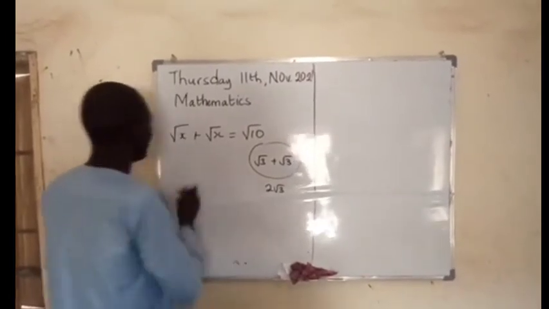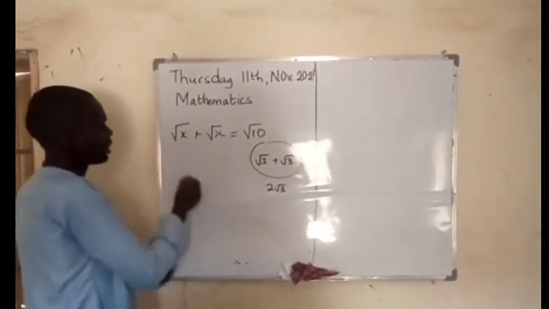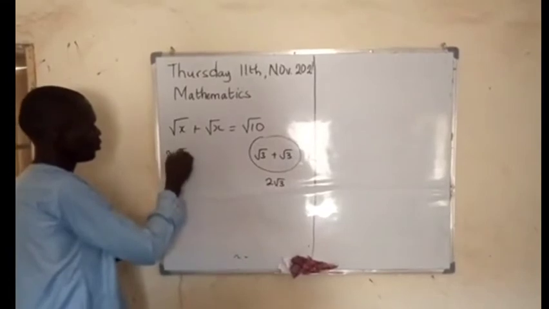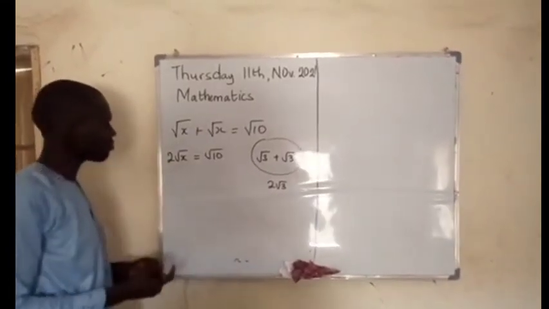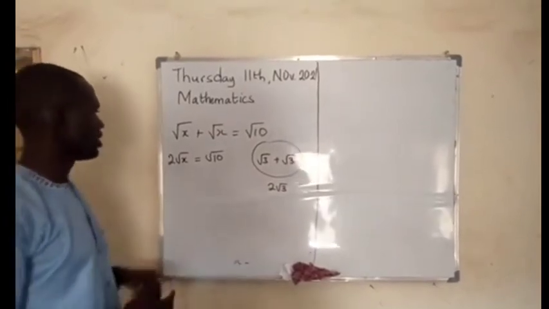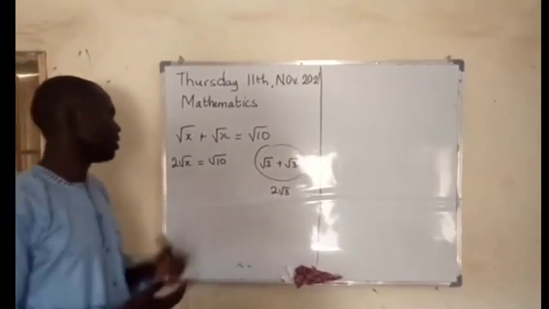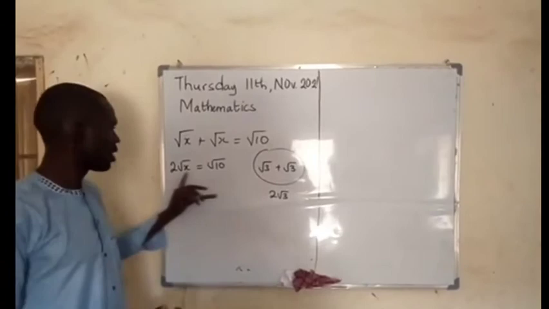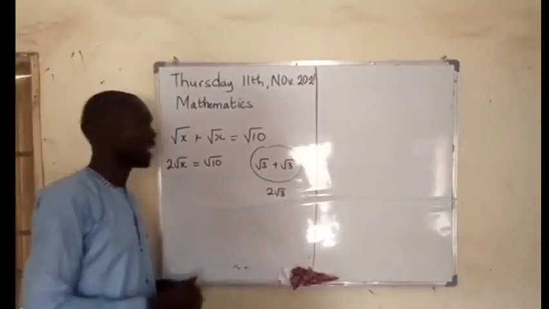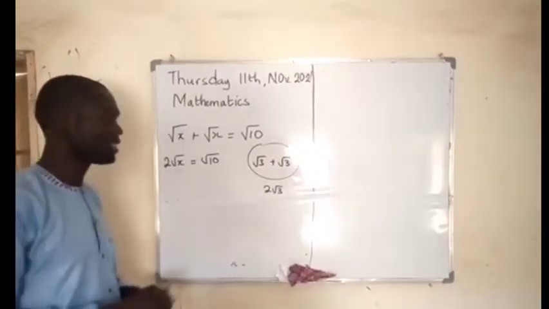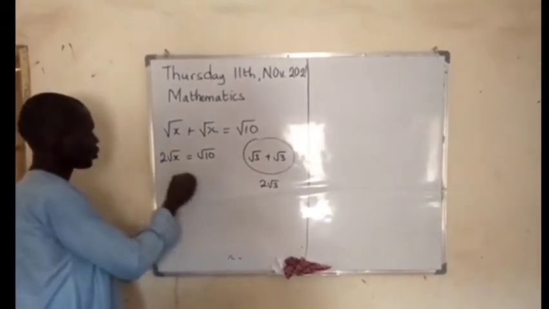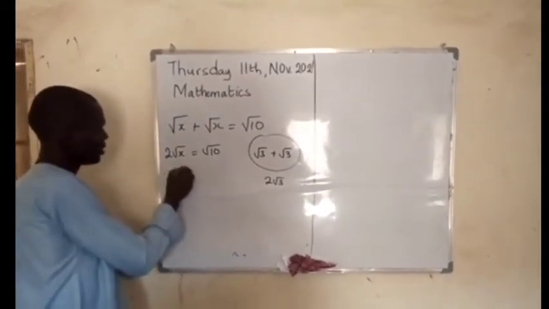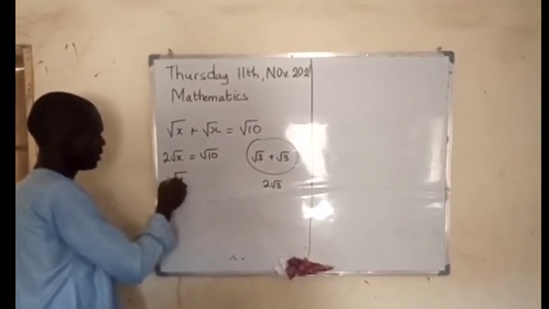So now, root x plus root x will give us 2 root x equals root 10, isn't it? Having got this, the next thing you are going to do now is, since we have square root here, you are going to take the square of both sides in order to eliminate the square root. And how do you do that? When you take the square of both sides, you are going to have something like this.